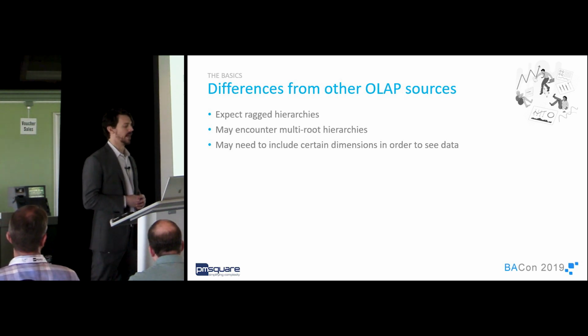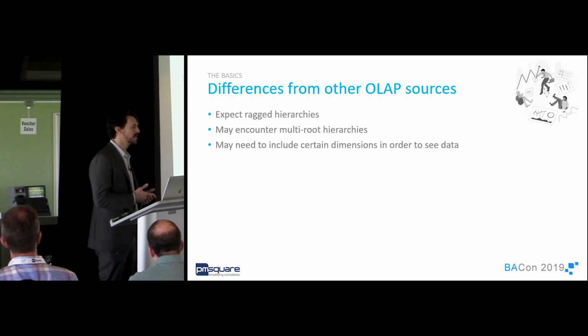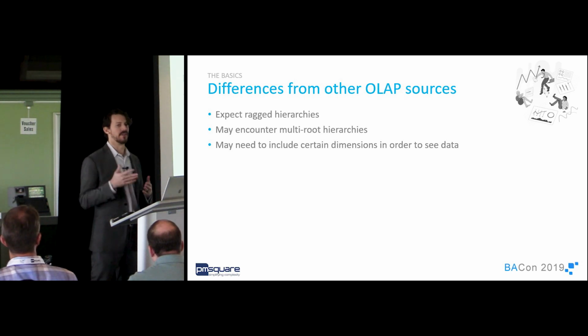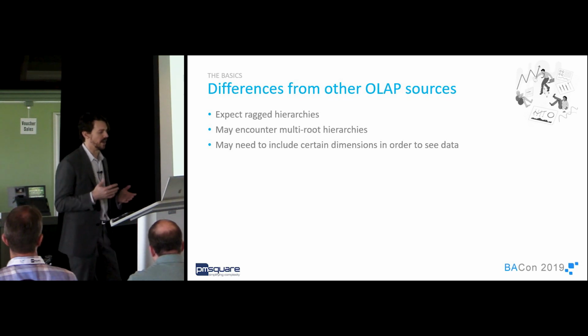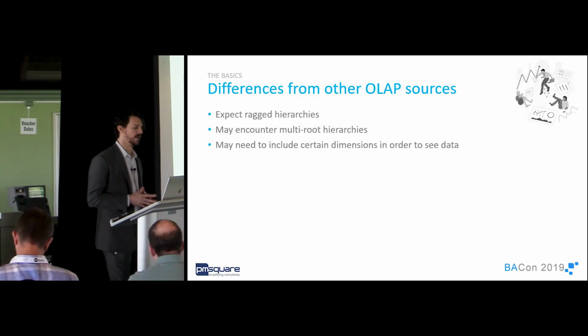So first of all, if you're working with a TM1 data source, you're not necessarily going to encounter ragged hierarchies, but there's a very good chance you're going to encounter ragged hierarchies just because of how the tool is set up and how the data that's often modeled in TM1 tends to be structured.